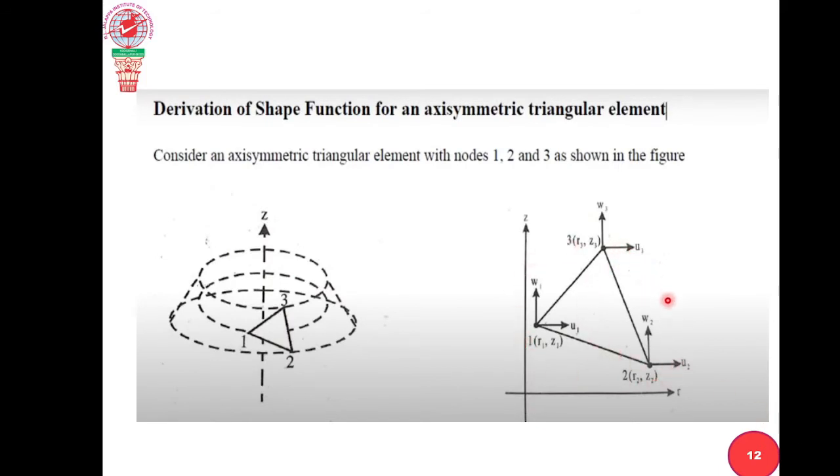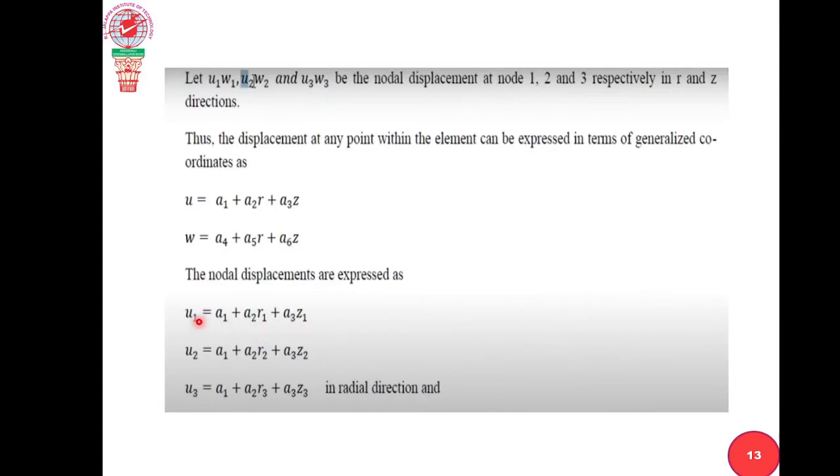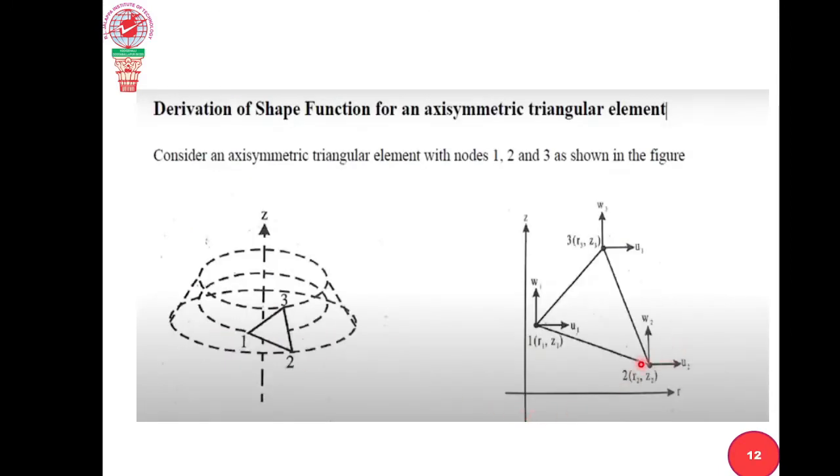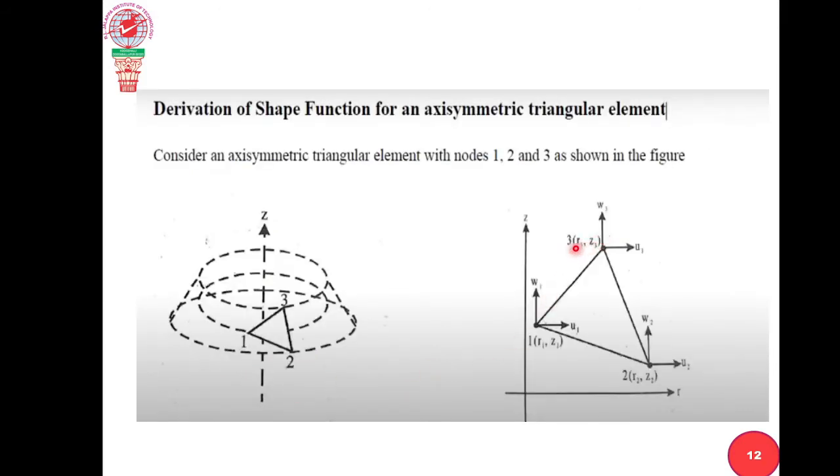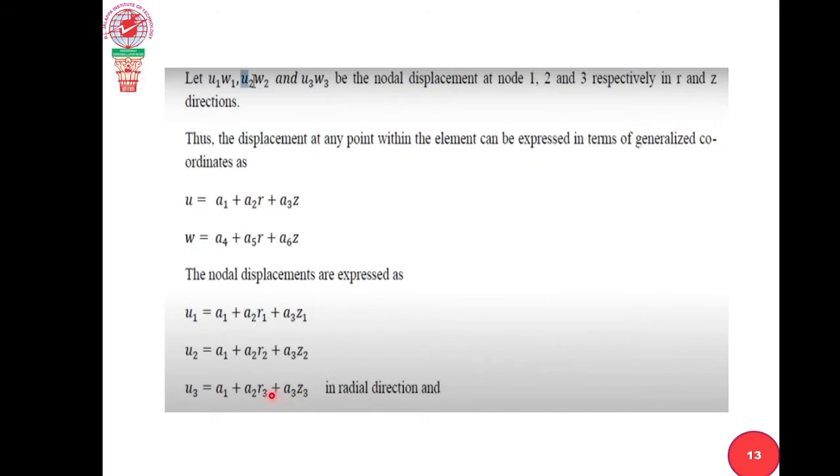With respect to this triangular axisymmetric element, there are three displacements along the r direction, u1, u2, u3, and w1, w2, w3 along z. Therefore u1 is equal to a1 plus a2 r1 plus a3 z1, and similarly u2 is equal to a1 plus a2 r2 plus a3 z2, and u3 is equal to a1 plus a2 r3 plus a3 z3. Correct? So these are the displacements along the radial direction. Similarly, along the axial direction, the displacement is w.